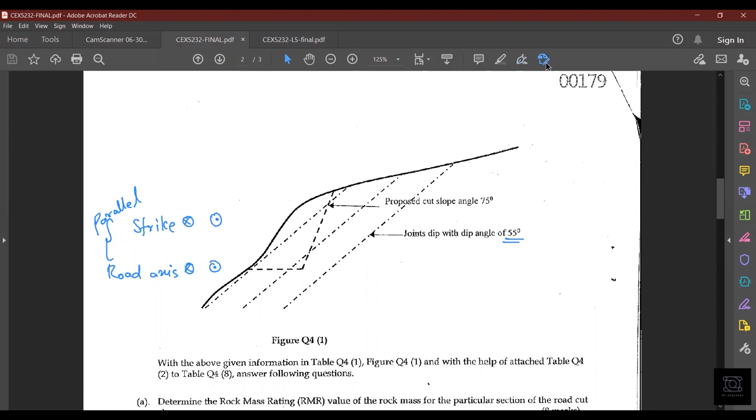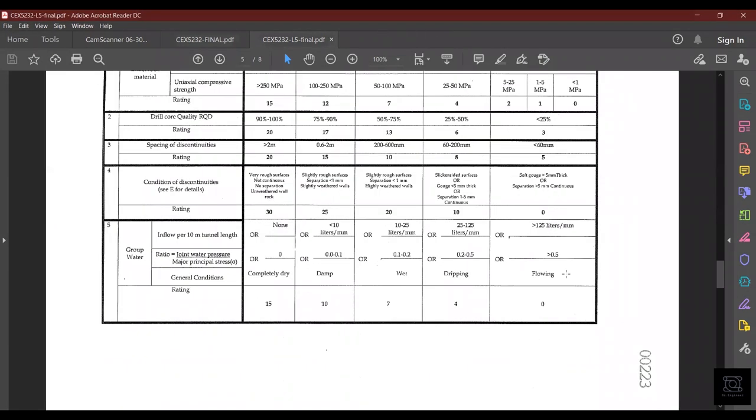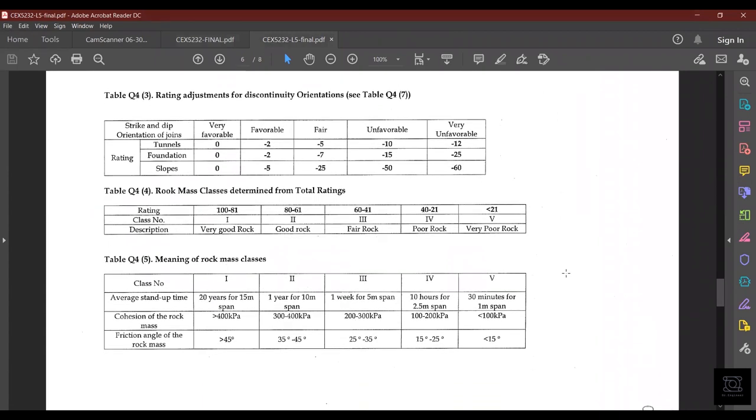We'll move to the design charts. In the design chart, if you observe, the RMR rating is now 23. 23 means this one, poor rock. So the cohesion and the friction angle are read from there. Fairly simple, so a very easy question. Let's hope we get a question like this in our paper.